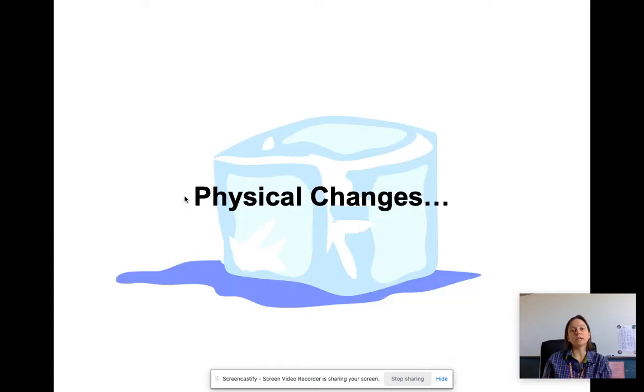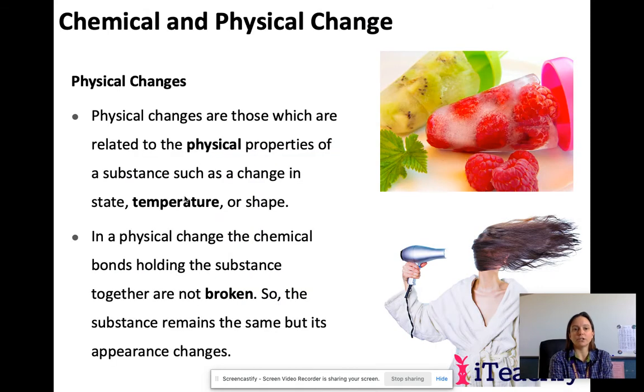So let's look at some of these physical changes. Physical changes include temperature, state, and shape. The substances aren't broken down and they remain intact. The only thing that's happening is their appearance is changing, but the substance itself stays the same.